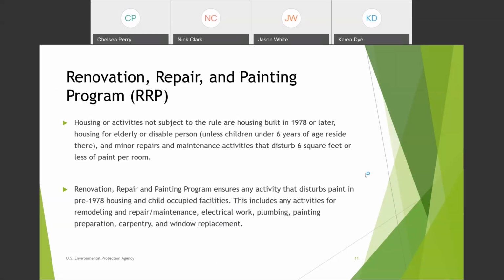Housing or activities not subject to the rule include housing built in 1978 or later, and housing for the elderly and disabled, unless a child under the age of 6 resides there. Minor repair and maintenance activities that disturb 6 square feet or less of paint per room are also exempt. Renovation, repair, and painting covers any activity that disturbs paint in pre-1978 housing and child-occupied facilities. These include remodeling, repair, maintenance, electrical work, plumbing, paint preparation, carpentry, and window replacements.